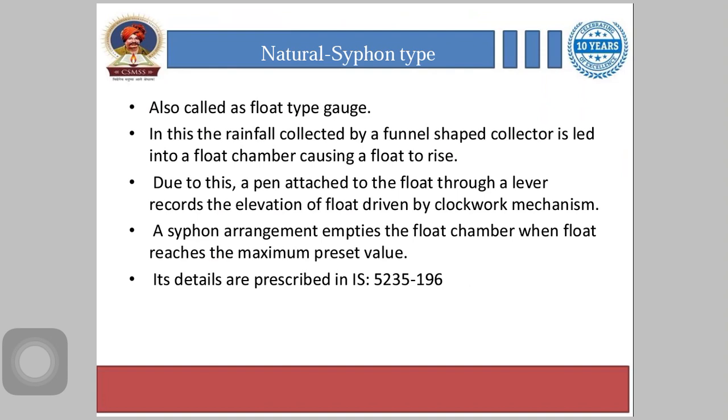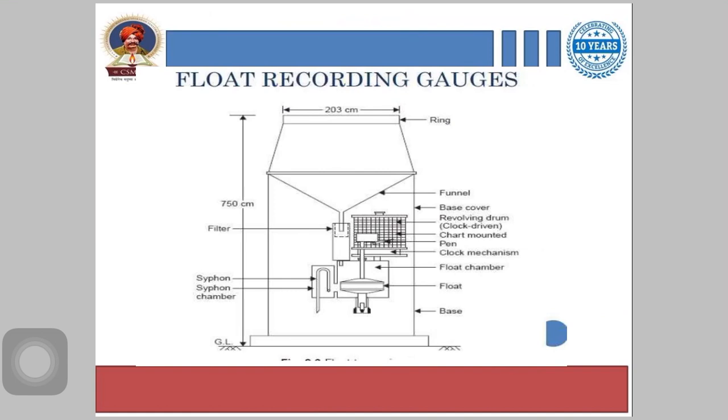The third type is the natural siphon type. This is also known as the floating type rain gauge. In this the rainfall is collected by the funnel shaped collector, and into a float chamber it causes a float to rise, and due to this a pen attached to the float through a lever records the elevation of the float, driven by a clockwork mechanism. A siphon arrangement empties the float chamber when the float reaches the maximum preset value. Its details are prescribed in IS 5235-1969.